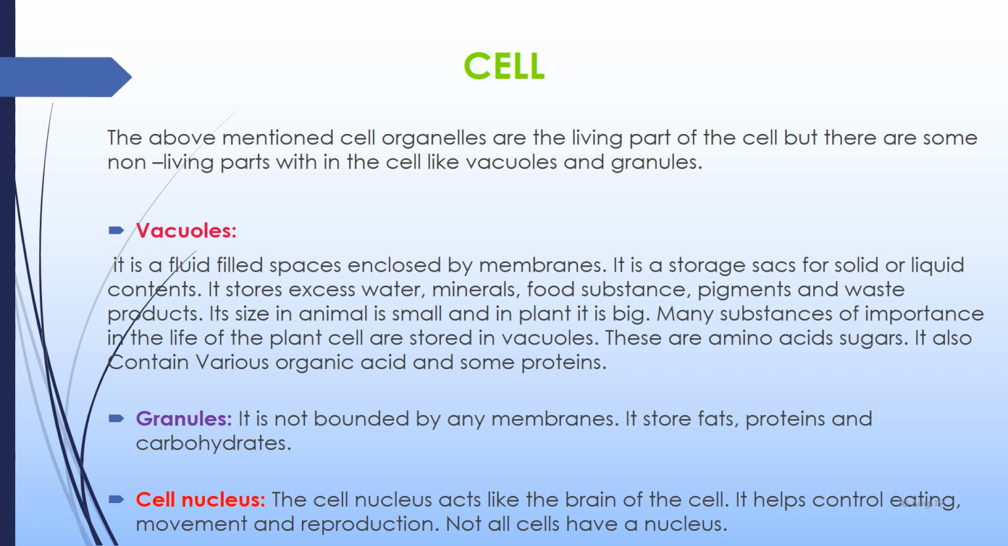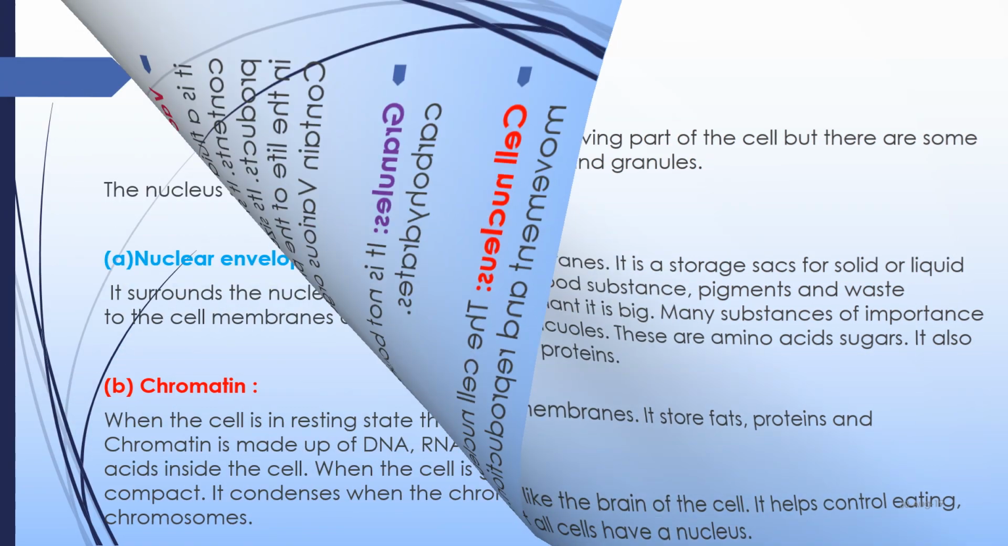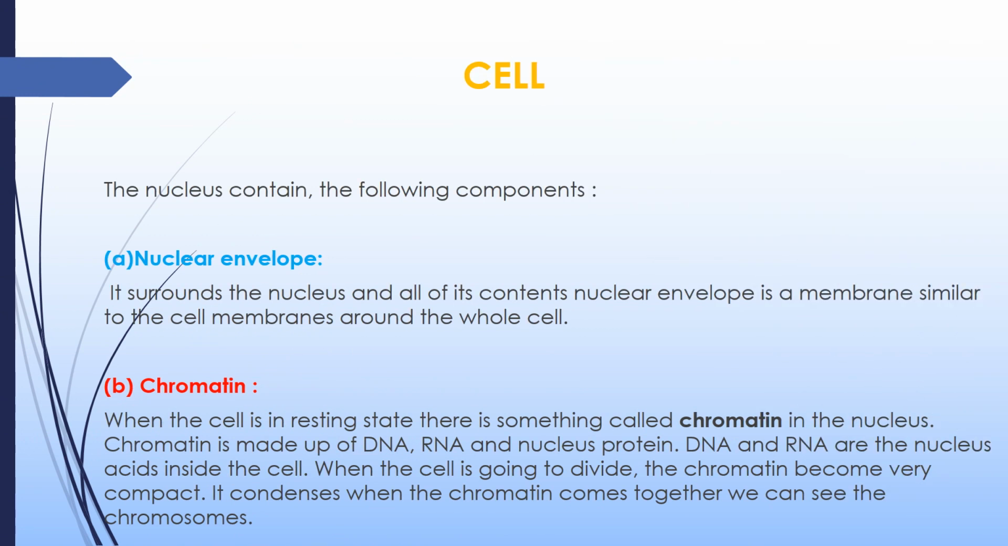Cell nucleus. The cell nucleus acts like the brain of the cell. It helps control eating, movement and reproduction. Not all cells have a nucleus. The nucleus contains the following components. A. Nuclear envelope. It surrounds the nucleus and all of its contents. Nuclear envelope is a membrane similar to the cell membrane around the whole cell.